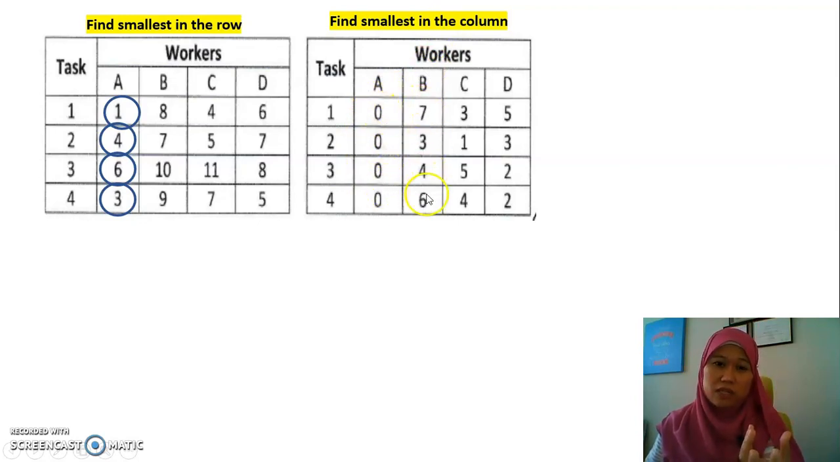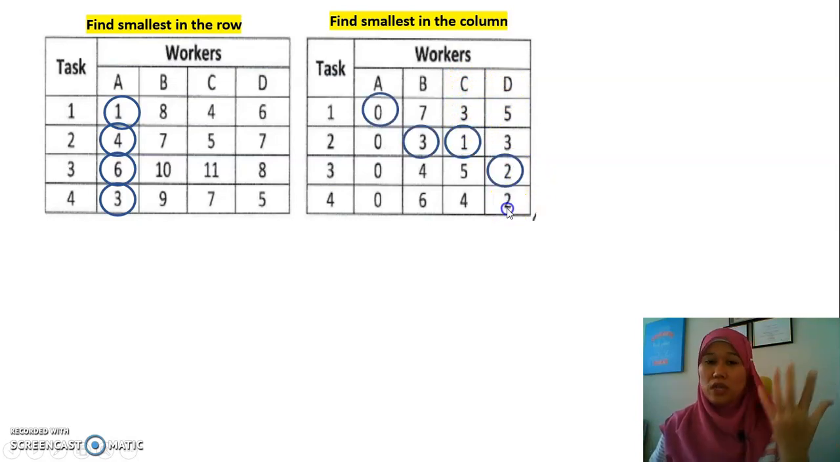For column B it is 3, for column C it is 1, and for column D it is 2. You have two 2s here, so just choose any 2. So these are the smallest in the column. What you have to do is subtract from all the numbers in the column the smallest one.